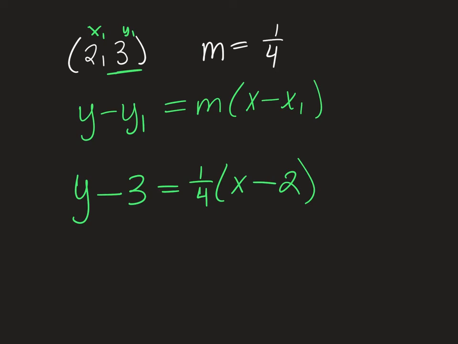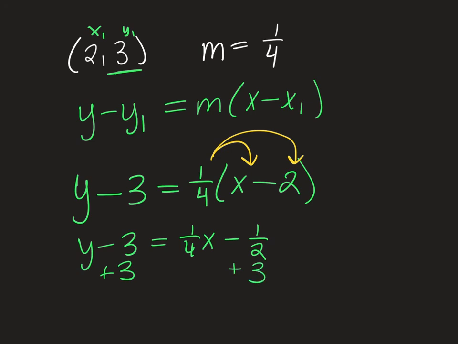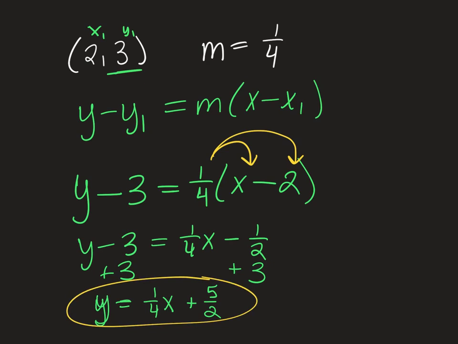Right, so then we're going to use the distributive property. So we get y minus 3 equals 1/4 x minus 1/2. All right, and then we are going to add the 3 over to the other side, which gives us 5/2. All right, and that's how you write your equation, which is all we're doing. So we're not graphing anything today. We're just making equations.